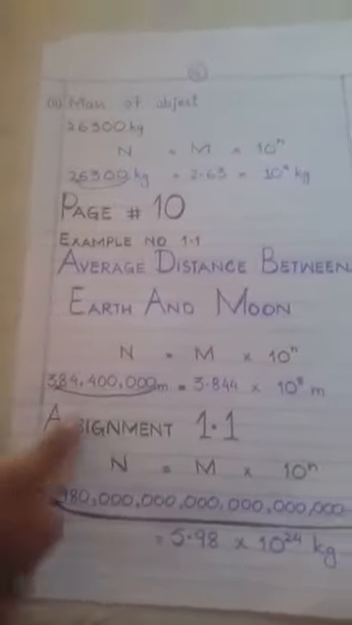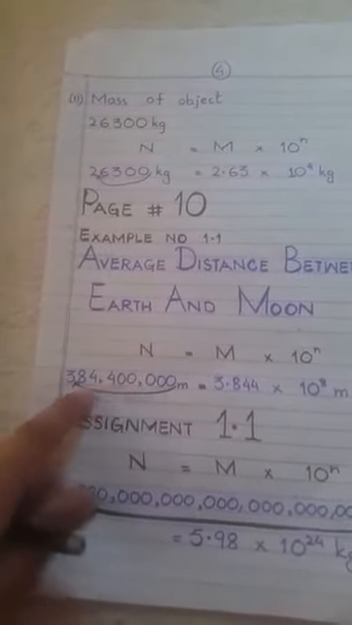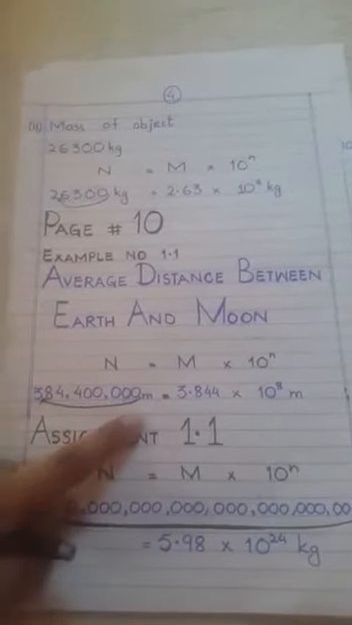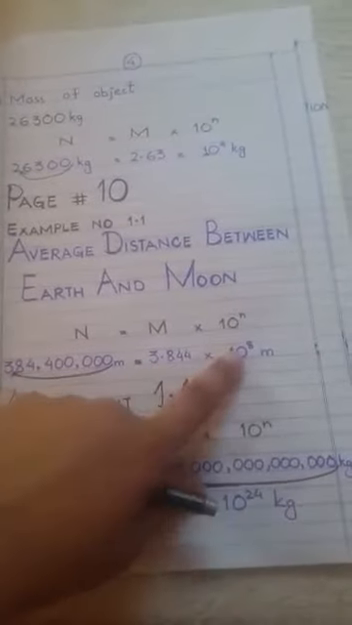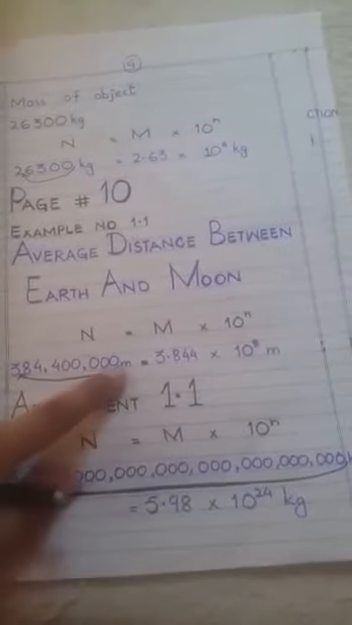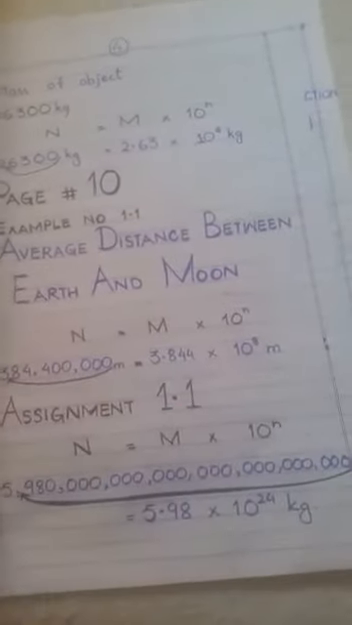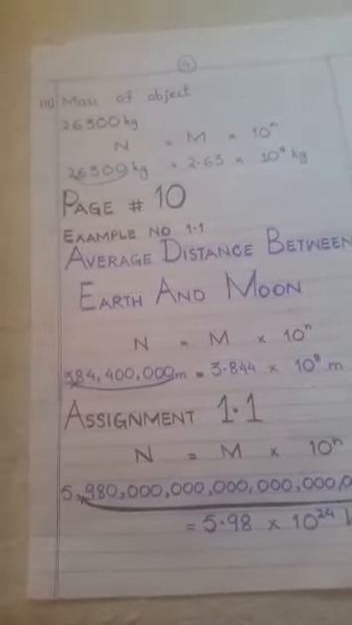So let's count the number, girls. 1 2 3 4 5 6 7 8. It means there are 8 digits present between the initial position of the decimal and the new position of the decimal. So the power of 10 will be 8, and according to the laws, when the decimal moves toward the right side, a positive sign will be marked. Okay, so this is the solution of your first example question.